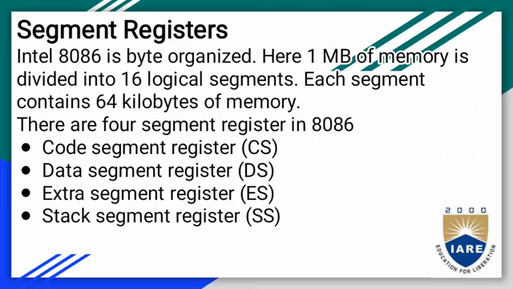Segment registers. Intel 8086 is byte organized. Here 1 MB of memory is divided into 16 logical segments. Each segment contains 64 kilobytes of memory. There are 4 segment registers in 8086.